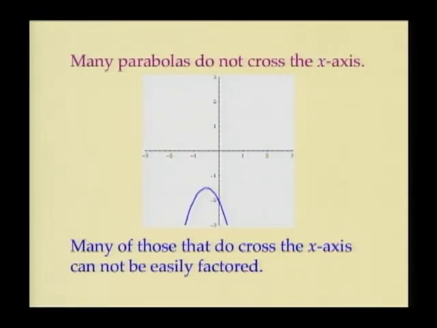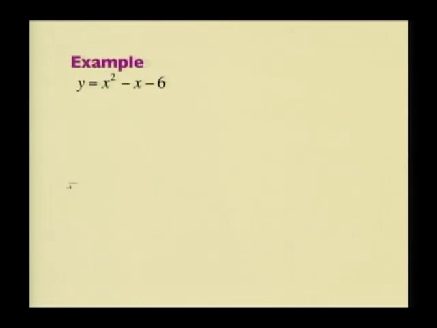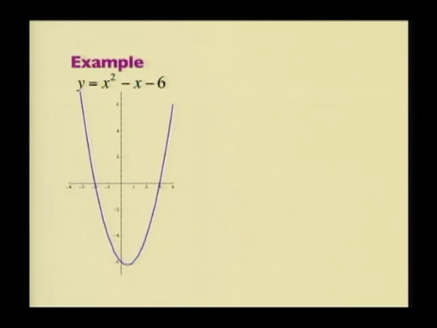And even worse than that, the second problem is many of those that do cross the x-axis can't be factored. I'll give you an example. Here's one where I can't actually solve for the zeros. If I look at this equation, I need two factors of 6 that differ by 1. Well, 2 and 3. I just need to make sure that the 3 is negative so that I get a negative middle term here. This is what I call the reverse FOIL method. So I have solutions then at x equals negative 2 right there and x equals 3 right there.